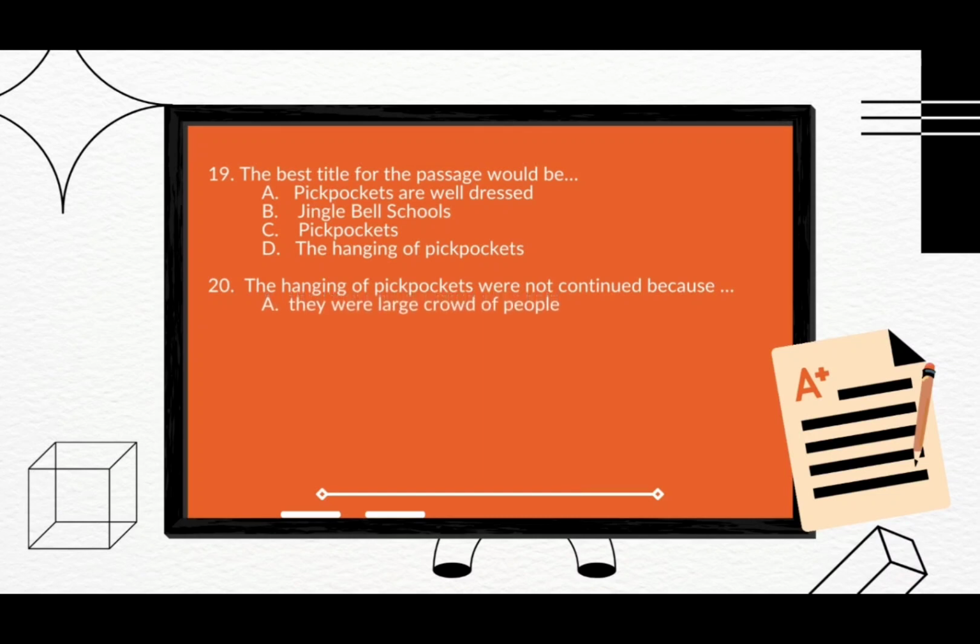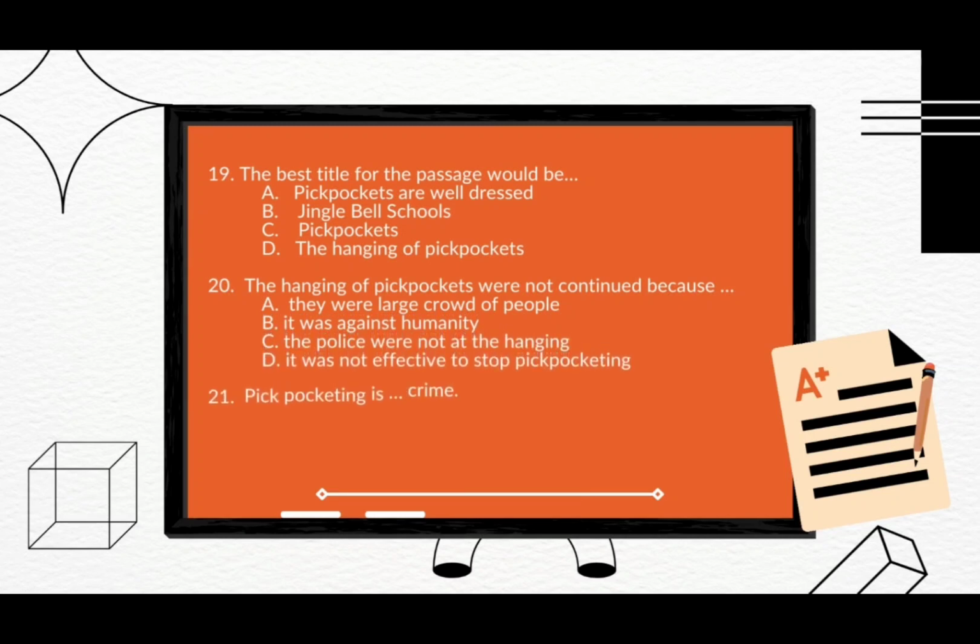20. The hanging of pickpockets was not continued because: A. There was a large crowd of people. B. It was against humanity. C. The police were not at the hanging. D. It was not effective to stop pickpocketing.